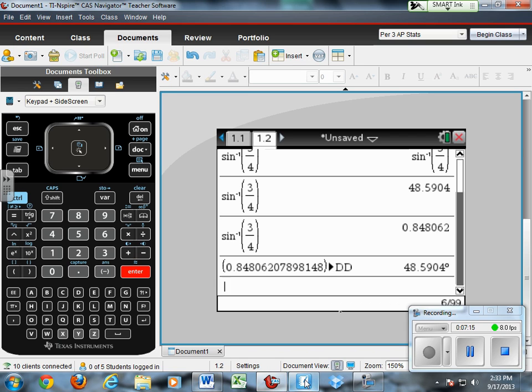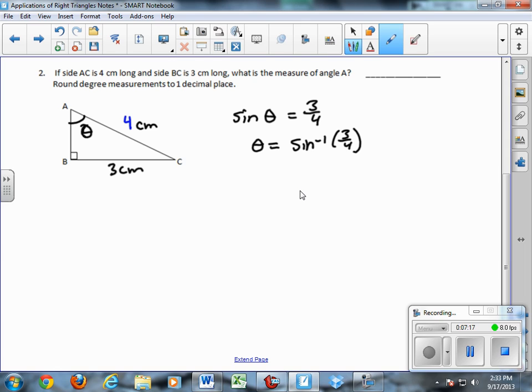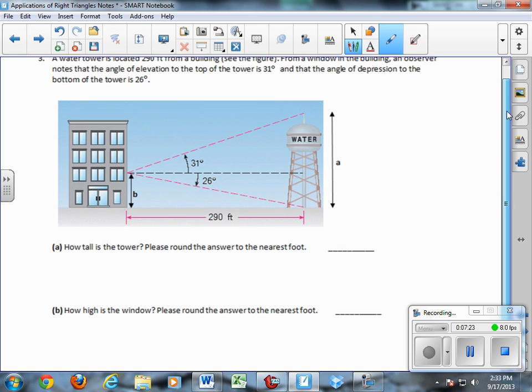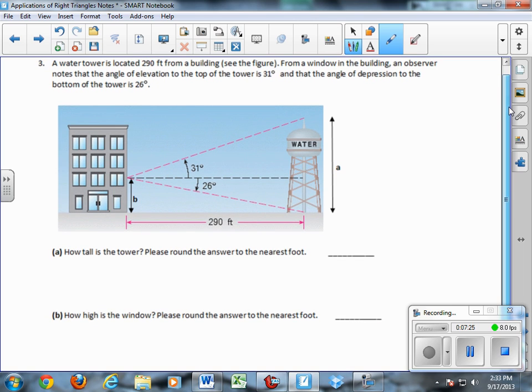So that turned out to be 48 something. That's in the key. Okay, this one, little trickier. I want to find the height of the water tower. So I need to know this distance from here to here. Well, notice this 31 is referred to as an angle of elevation, and this 26 is referred to as an angle of depression.